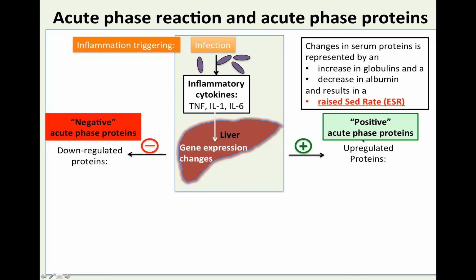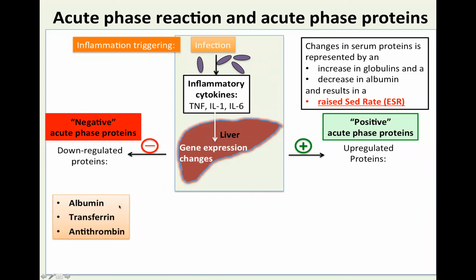As a consequence, mostly the globular proteins will increase and albumin will be decreased. As a result, the sedimentation rate will change. Globulins will attach to the surface of red blood cells, and the red blood cells fall much quicker in the tubes. So what are these negative and positive acute phase proteins?